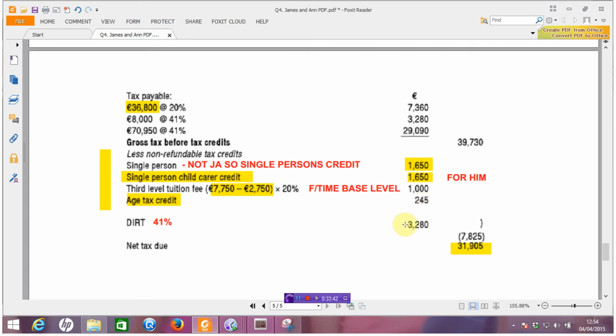The DIRT credit, again, easy to forget that, just 41%. Let's try and get all the easy marks that we can. That's simply 41% times the gross income. And then we add up all those credits, we get down to the net tax due of 31,905. So not overly complicated, this question.